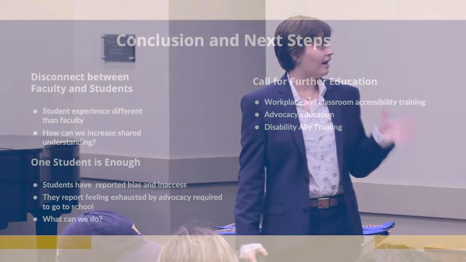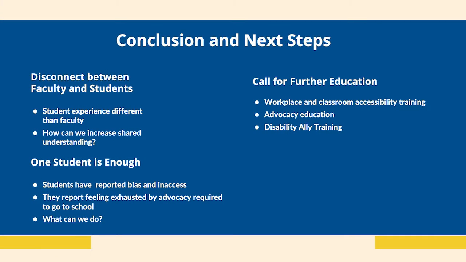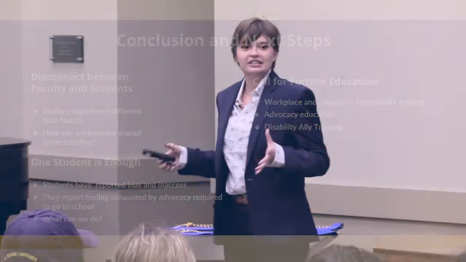This leads me to my suggestions for further education. I would suggest workplace and classroom accessibility training, advocacy education, and this is my shameless plug for something I really wanted Erica to know: disability ally training. One student experiencing bias, harassment, or discrimination is enough. We must continue to research the problem of disability and accessibility, but we must also implement changes in our administration and our policy. Thank you so much.